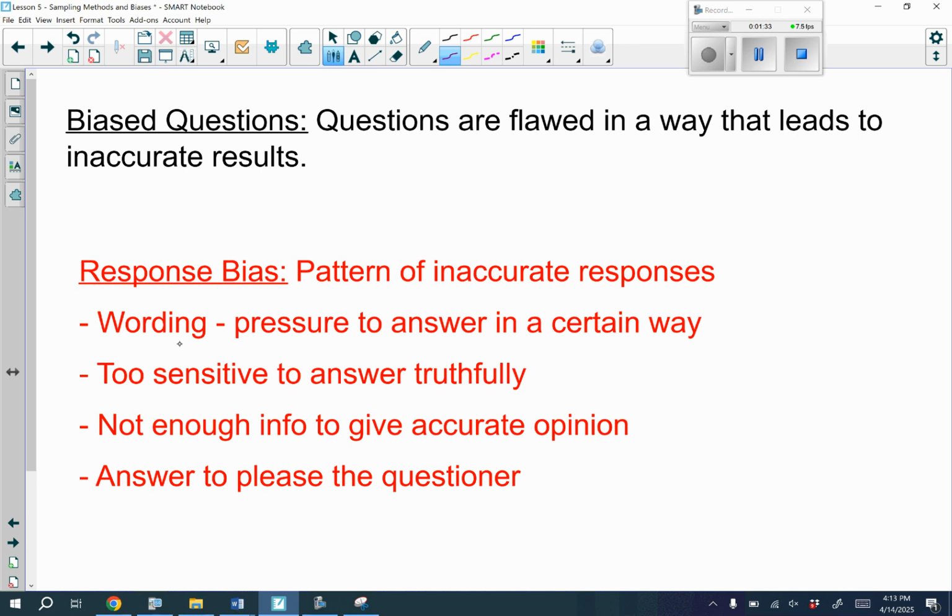And then answering to please the questioner. That was another thing in our last problem, question 6, where once again the students could be trying to please the administrators, saying, yes, I do homework every single night. So those are some of the different response biases that we can get here. Now let's try some examples to figure out what could be the bias in the questioning and or the sampling.